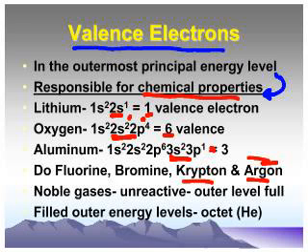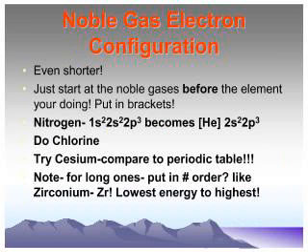Okay, now that we know about noble gases, we can move on to this last idea, which is called the noble gas electron configuration. It can be even shorter than the electron configuration. Now what you do here, same idea, but you start with the noble gas before the element you're working on, and you put that noble gas in brackets.